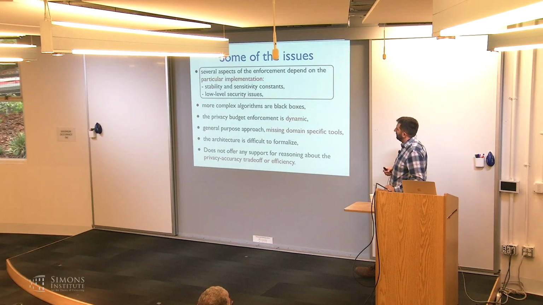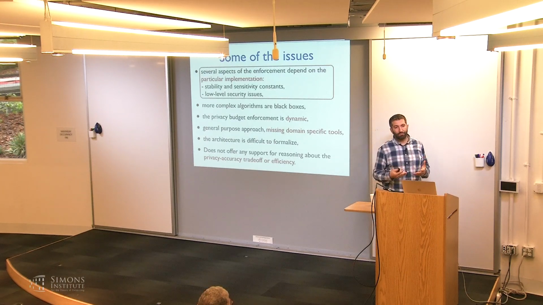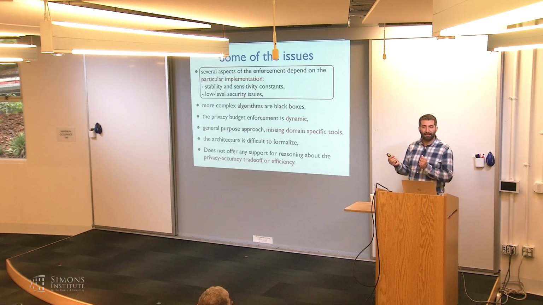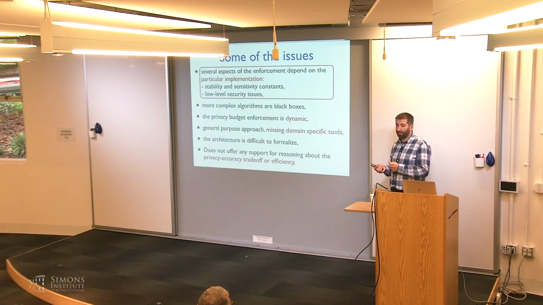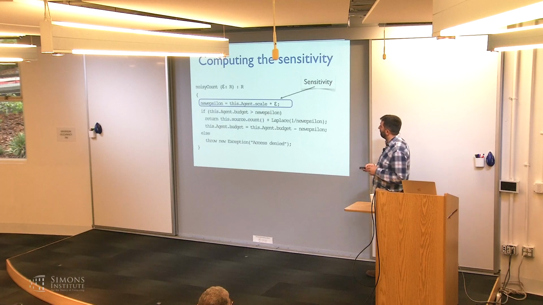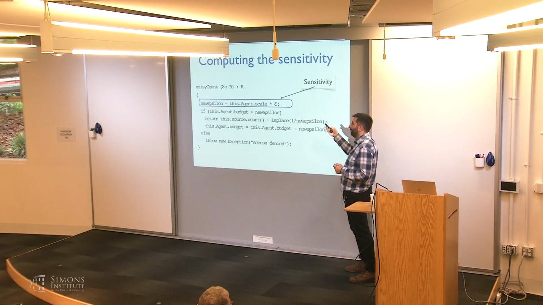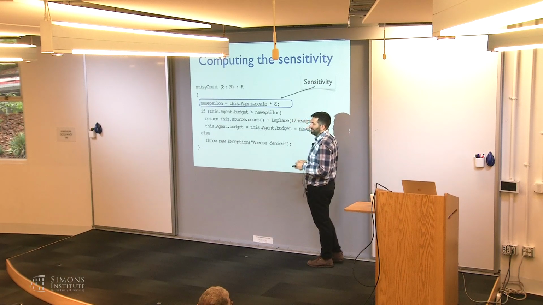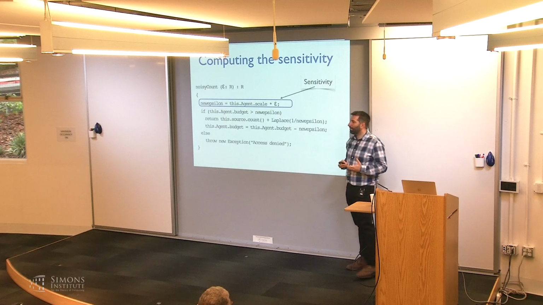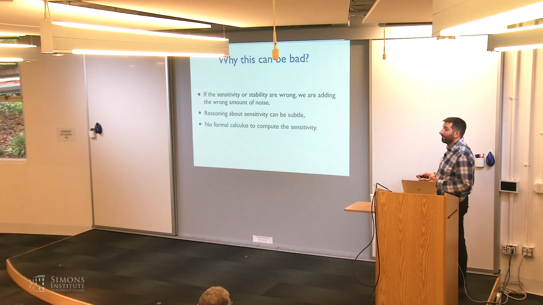Now I want to focus a bit on the fact that several aspects of the enforcement depend really on the particular implementation. So we look inside the code and we are relying on that code. What happens if we get something wrong? So for instance, here we were computing the sensitivity. But what if we have some bug that gets into this? Why is it true that this is the sensitivity? How can we guarantee this? What about if the sensitivity is wrong? We are adding the wrong amount of noise, so we are not differentially private.